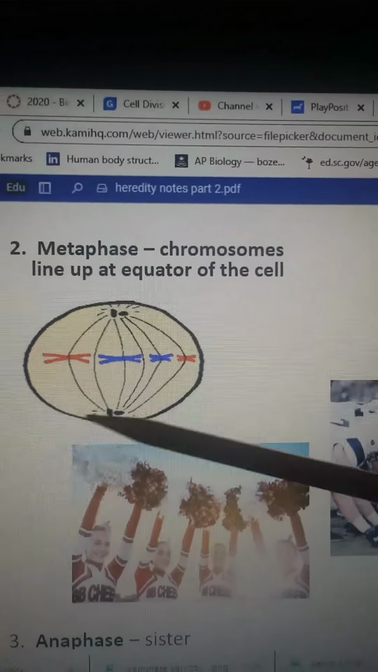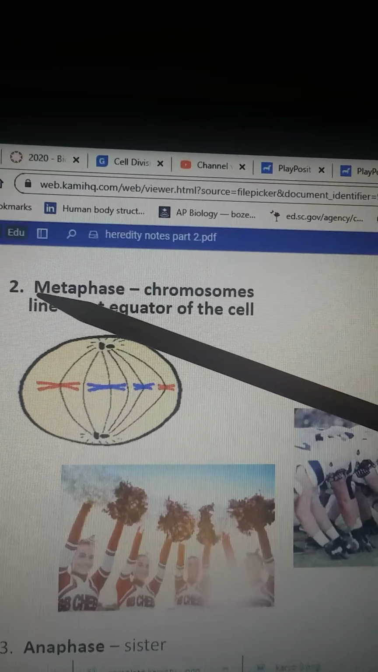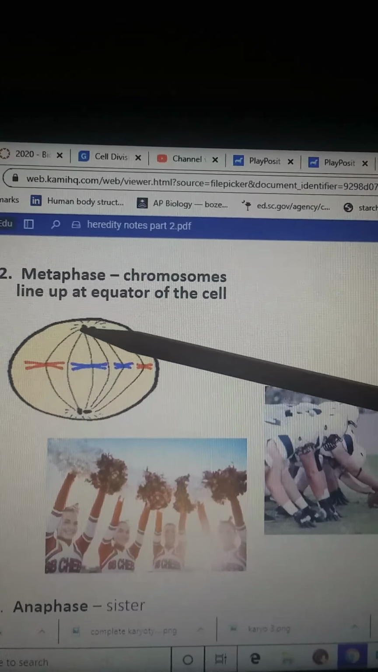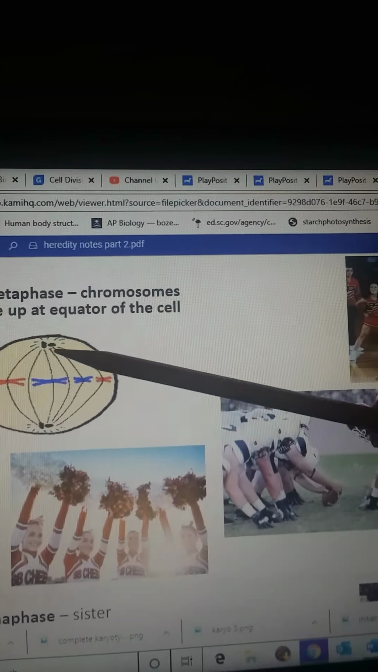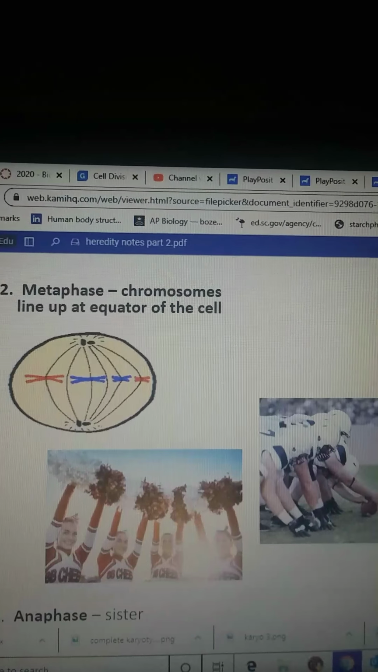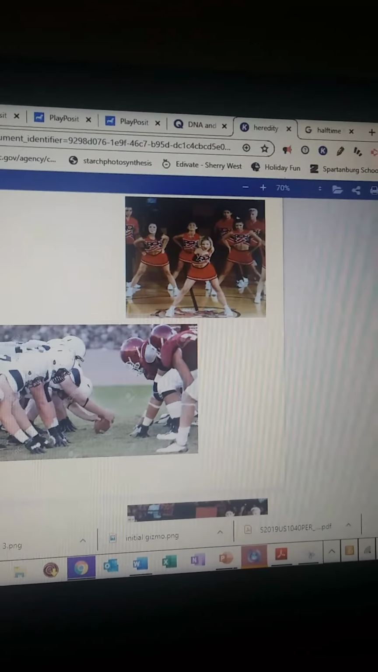The next phase is metaphase. Remember that by the meta, in the middle. Here they are lined up in the middle of the field. So that'd be the 50-yard line. The cheerleaders are really cheering loud. You see that it goes all the way across the field. They're just having a good time with that. Football players are going to be playing their game. Here they are lined up, getting ready to hike the ball on the 50-yard line.